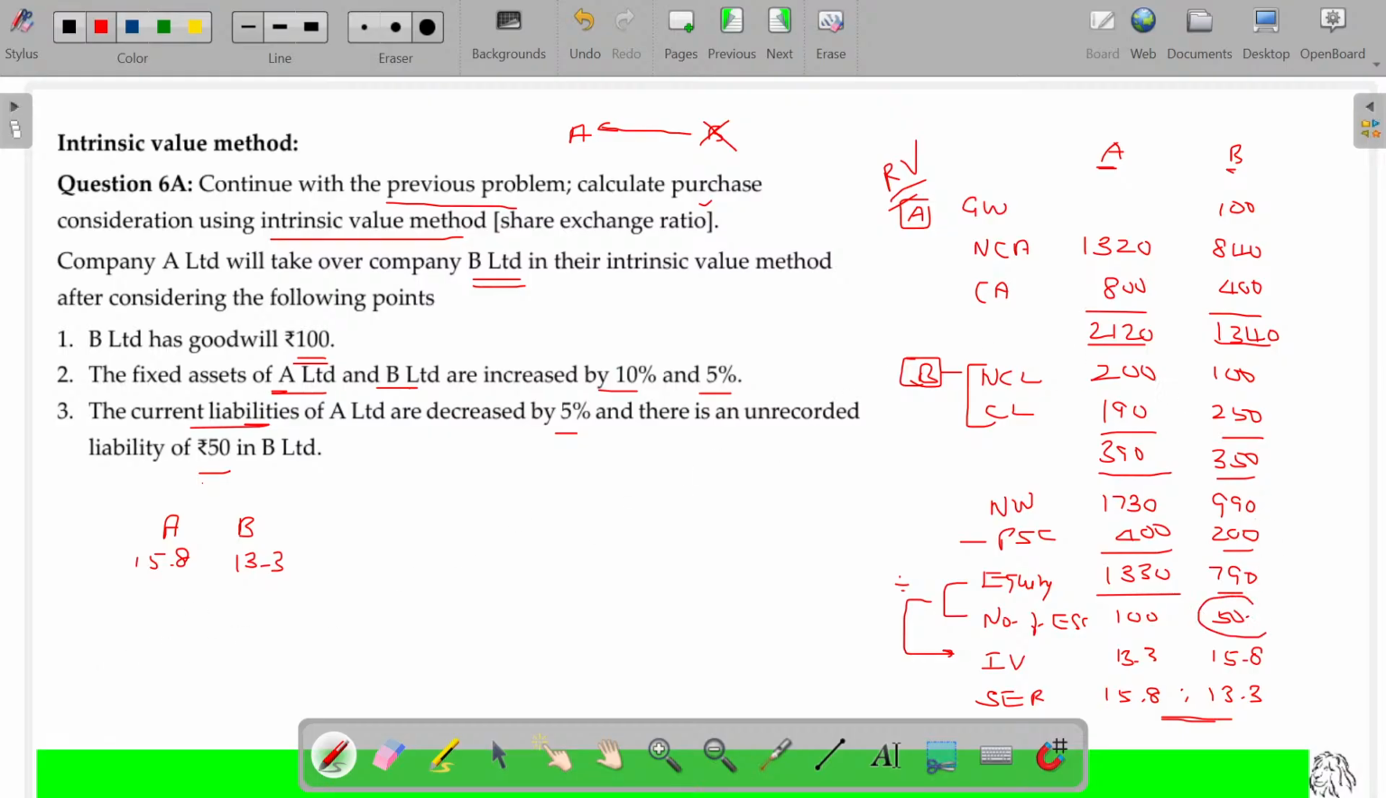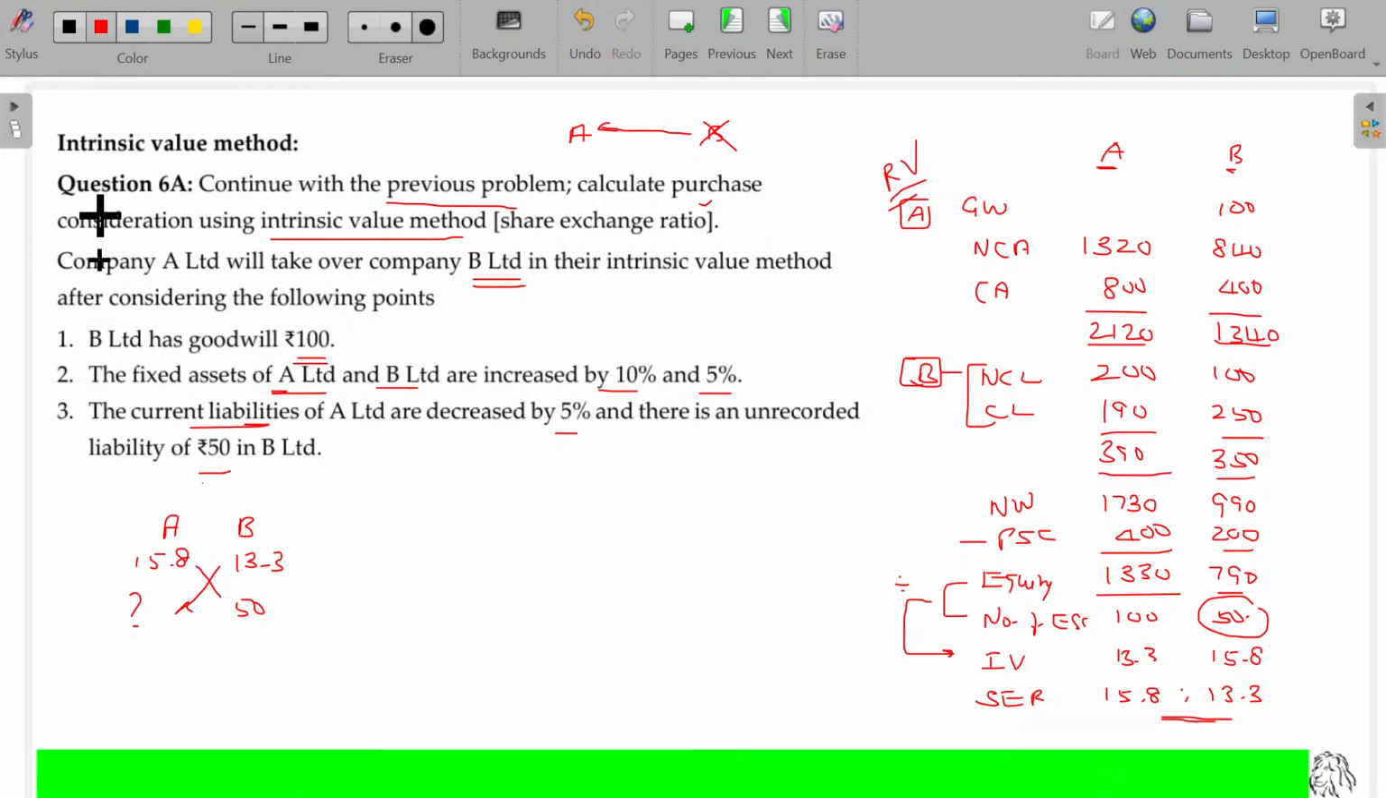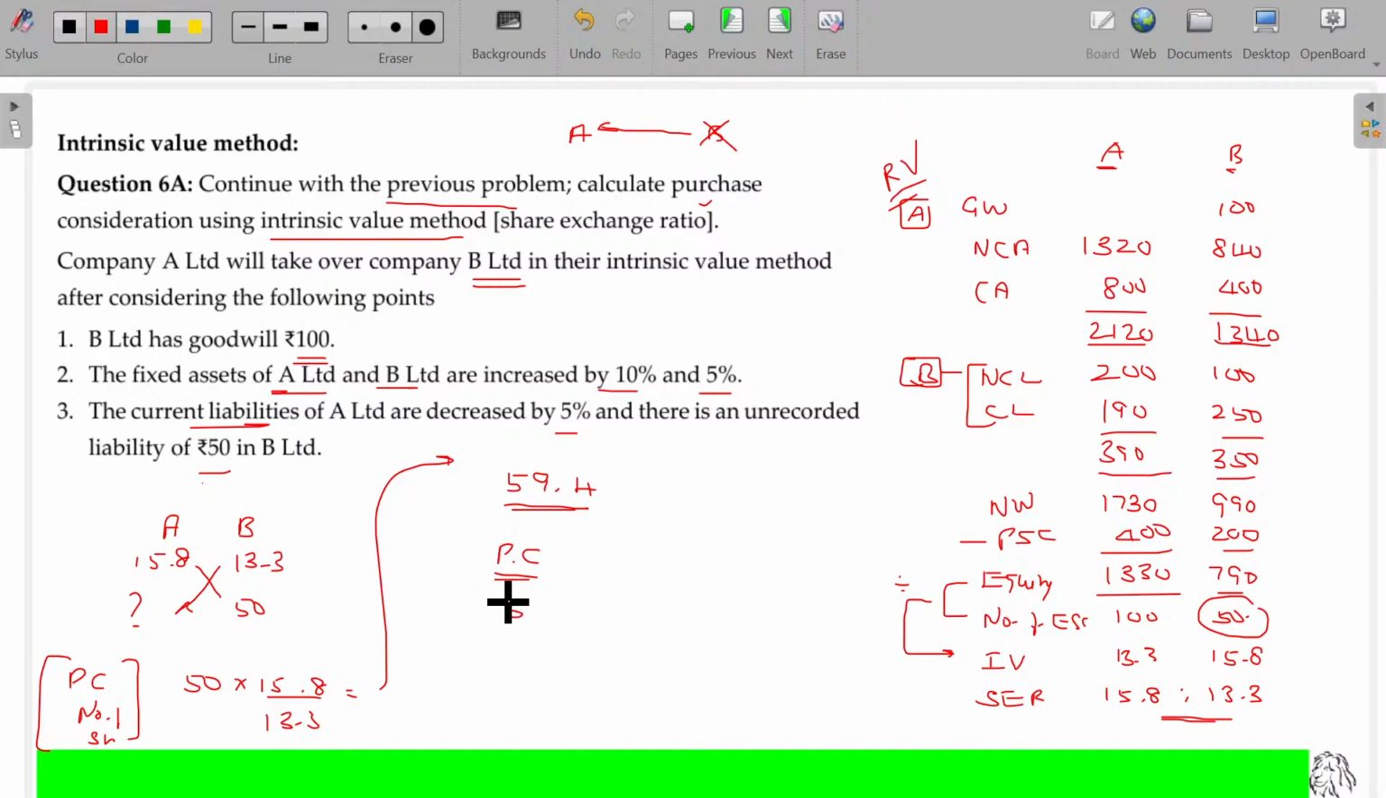How many shares are there for B? 50 shares. 50 shares means how many shares are going to be offered by A? Purchase consideration in terms of number of shares. So 50 into 15.8 divided by 13.3. What's the number of shares you are getting? 59.4. So purchase consideration in this case being 59 into 10 rupees, 590, in the form of equity share capital.